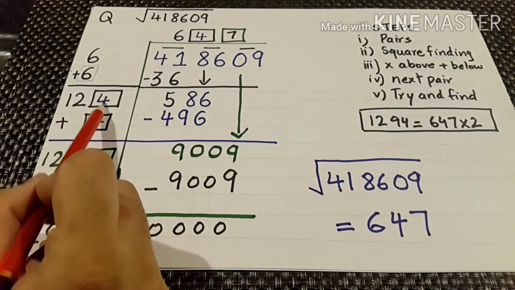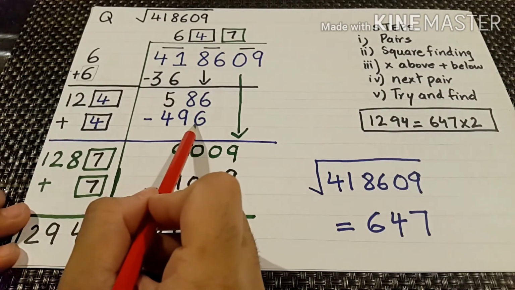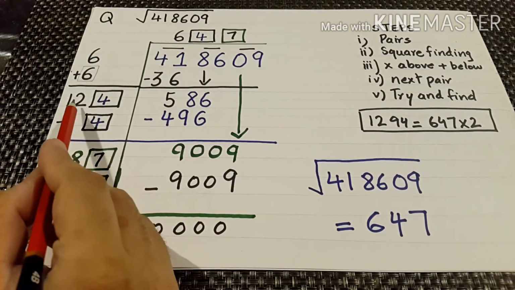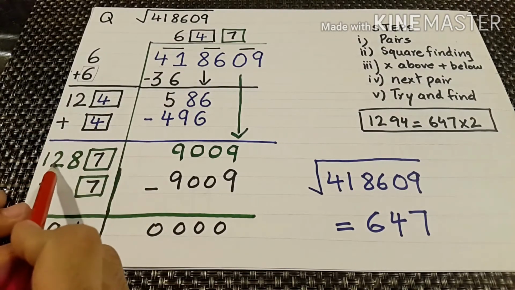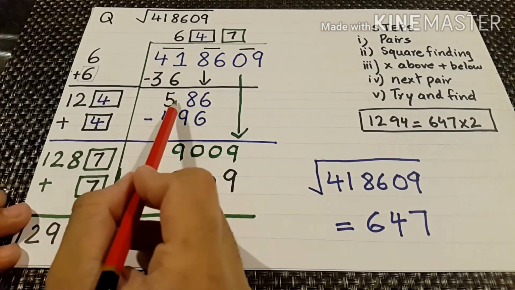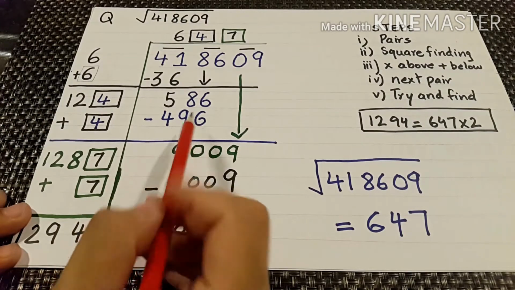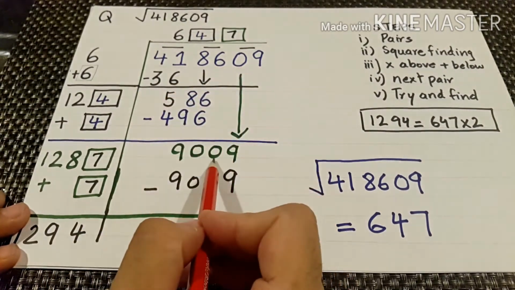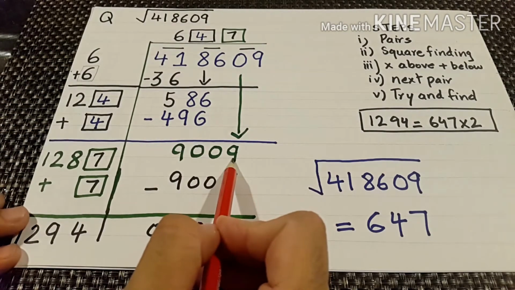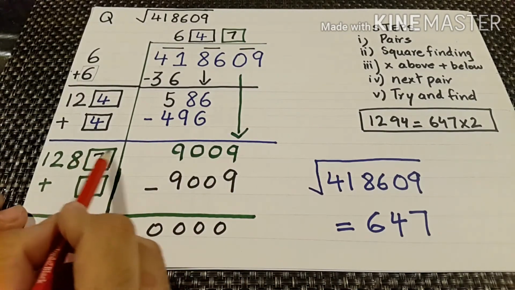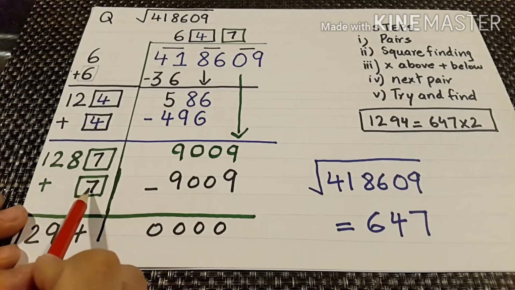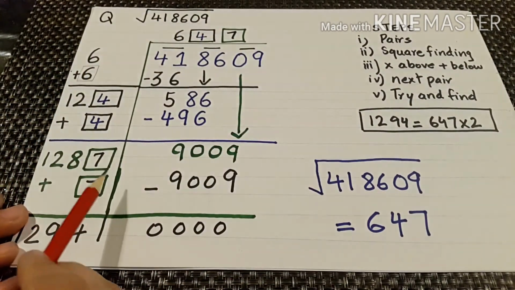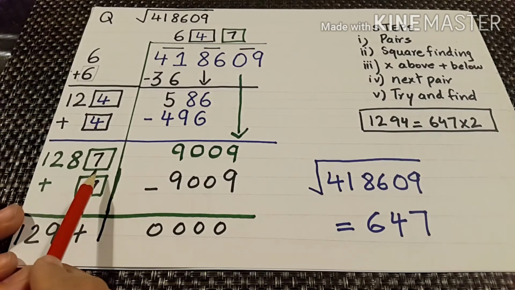So 124 multiplied by 4 we get 496. Now here 4 is added also. Now 124 plus 4 is 128, whereas 586 minus 496 is 90. We bring down the 09 here, the next pair. Now we have to find a number that fits in this box and this box. So 7 is the closest one.